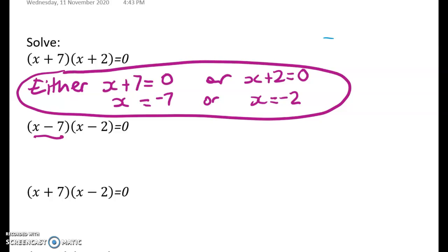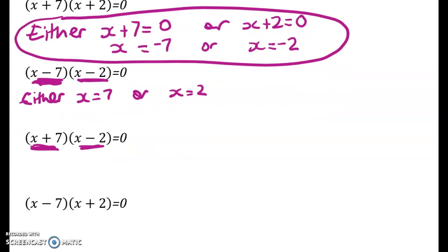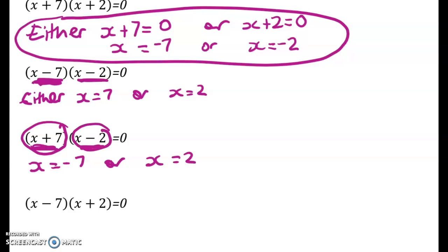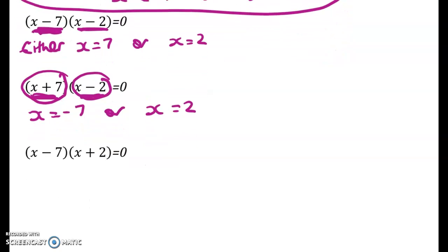So for this one here, we can see we've got something times something equals 0. So either x equals 7 or x equals 2. For this one here, x equals negative 7 to make that one 0, or x equals 2. There are 2 solutions. And for this last one, x is equal to 7 or x equals negative 2.